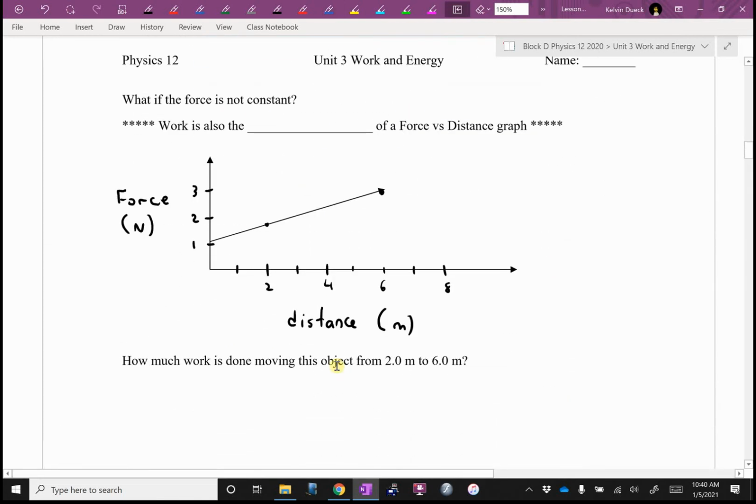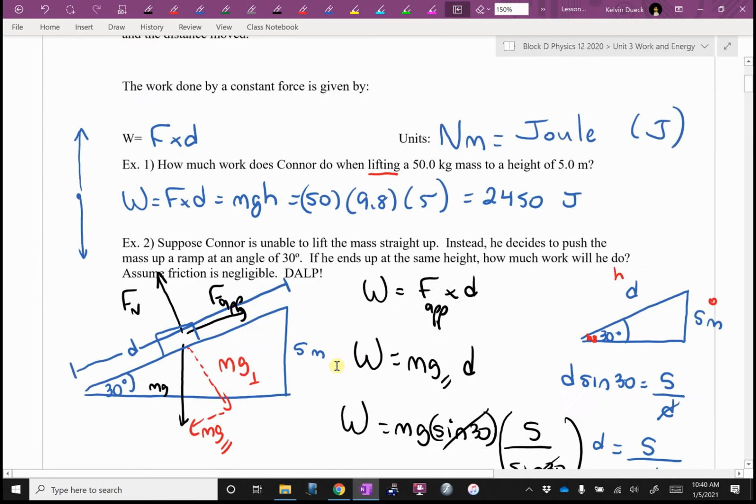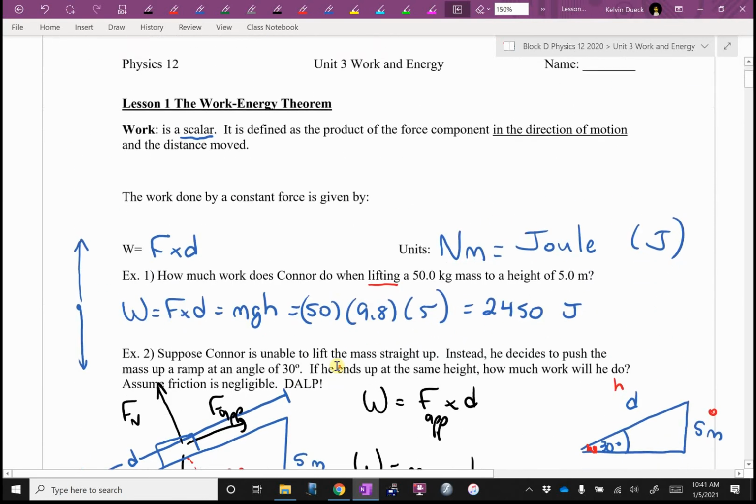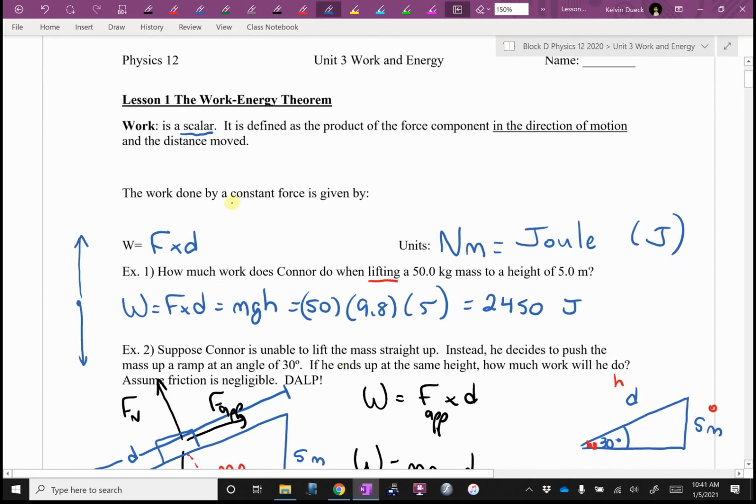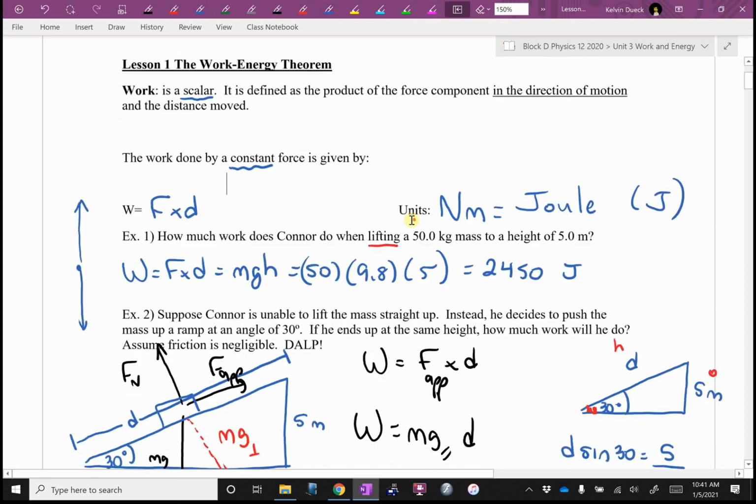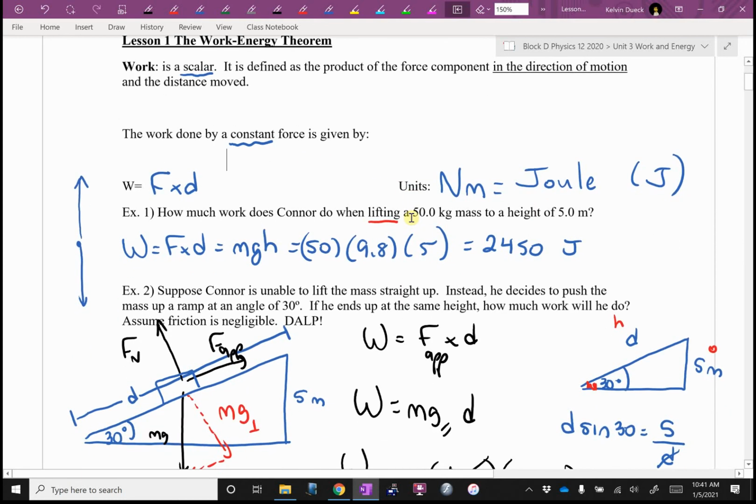There's a second condition. If you look way back here, you can turn the page, but I said the work done by a constant, an unchanging force is force times distance.